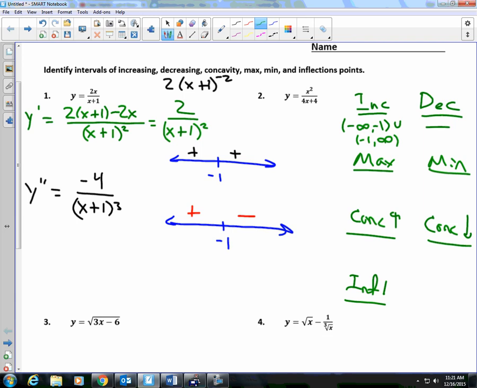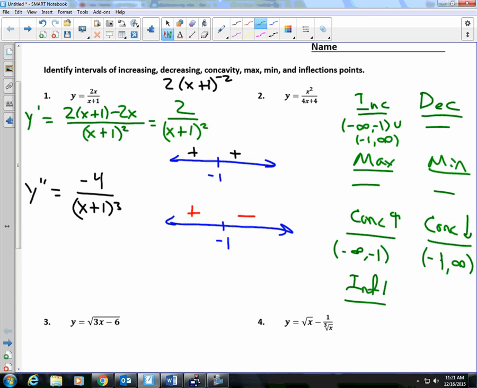Does it have a local max? No. Does it have a local min? No. When is it concave up? Concave down? Does it have inflection? Okay. Does it change? Does the second derivative change sign?